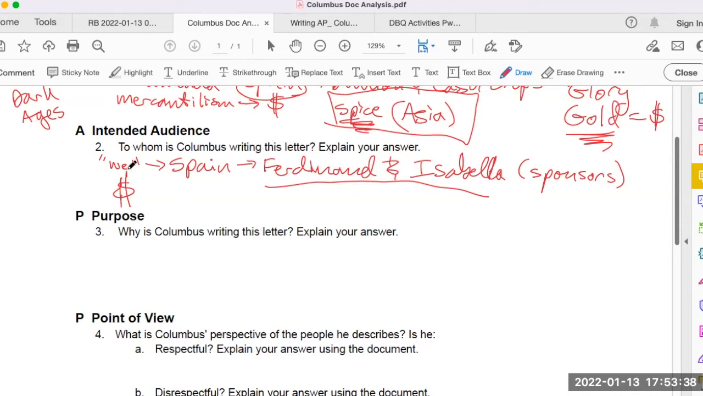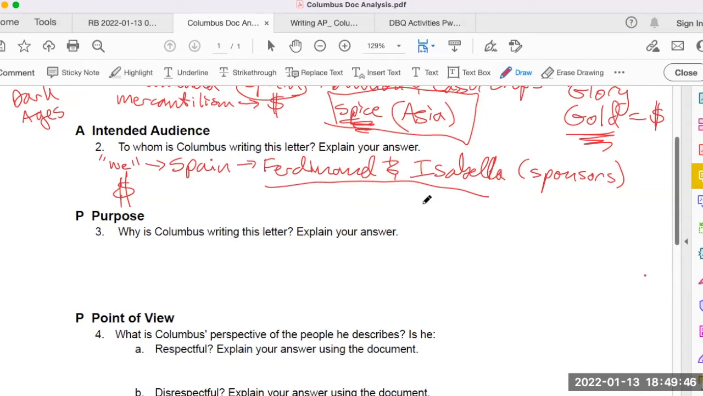Okay, when he says we in the document, he is referring to his sponsors who funded his expedition in the first place. And since they are his employers, obviously he is going to want to talk about all of the great stuff that he found and the opportunities that he found so that they continue to sponsor him. Okay, so he may even be talking up his successes, like when he says he made it to the Indies.